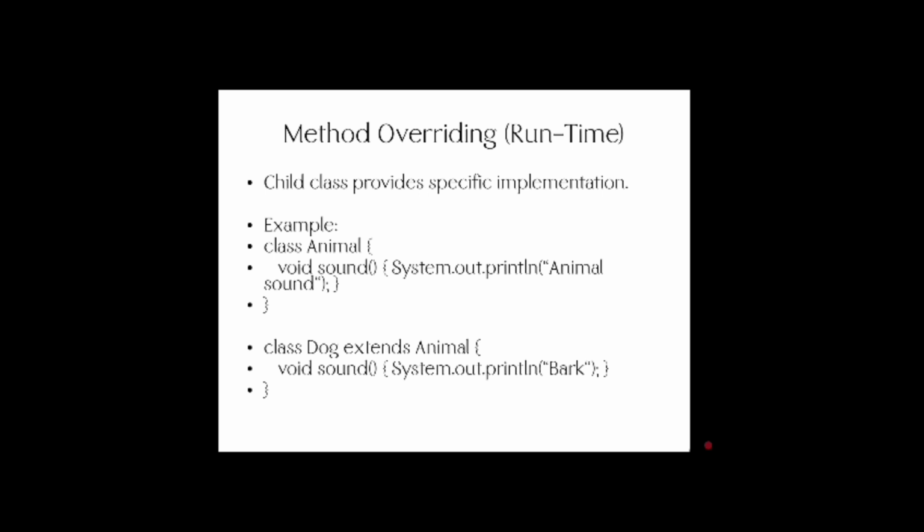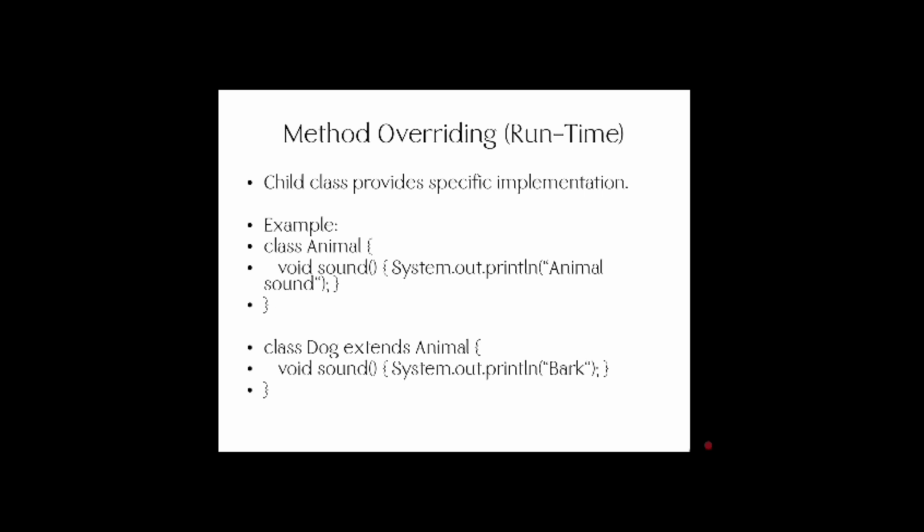The key characteristics of method overriding are inheritance, same signature, specific implementation, and runtime polymorphism. The rules for method overriding are access modifiers, final methods, static methods, private methods, and constructors.